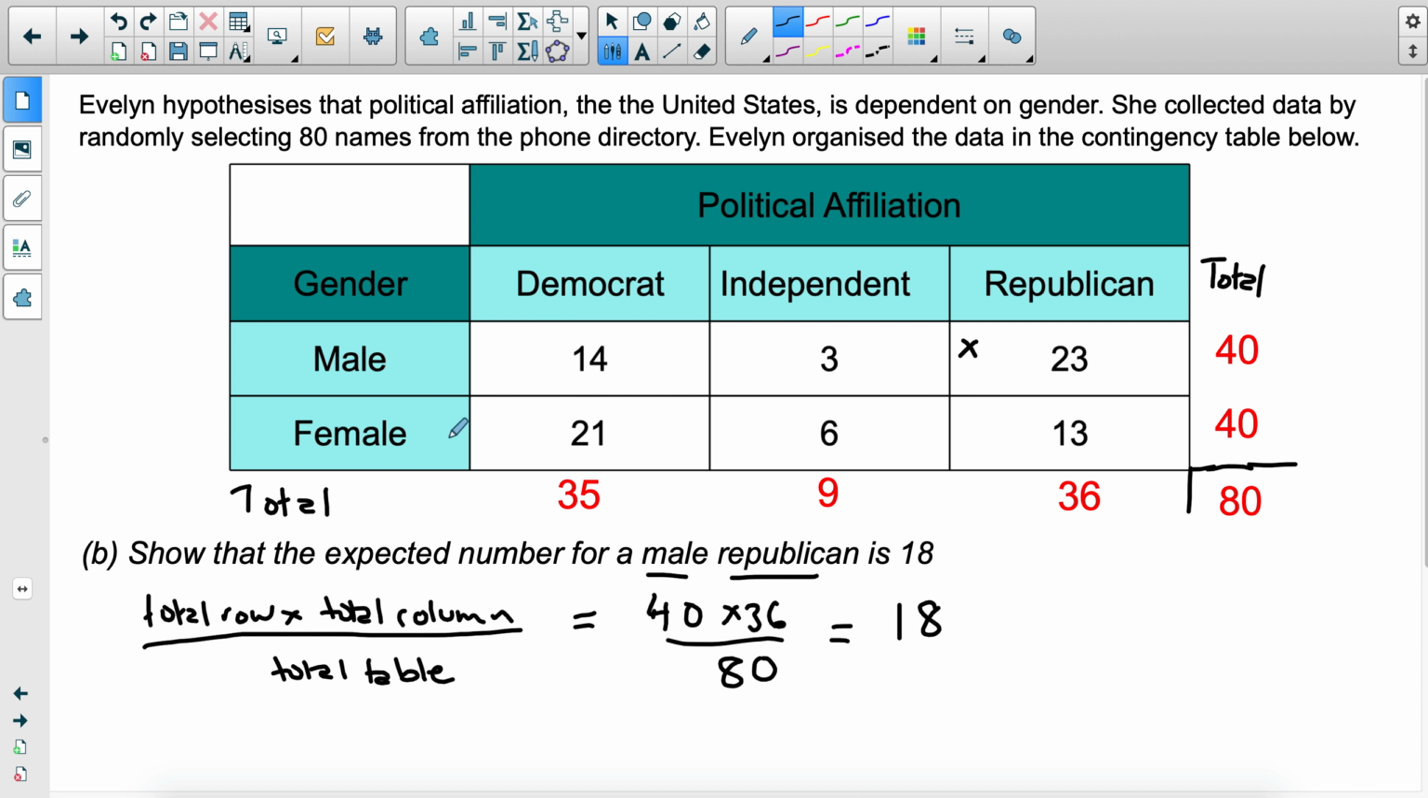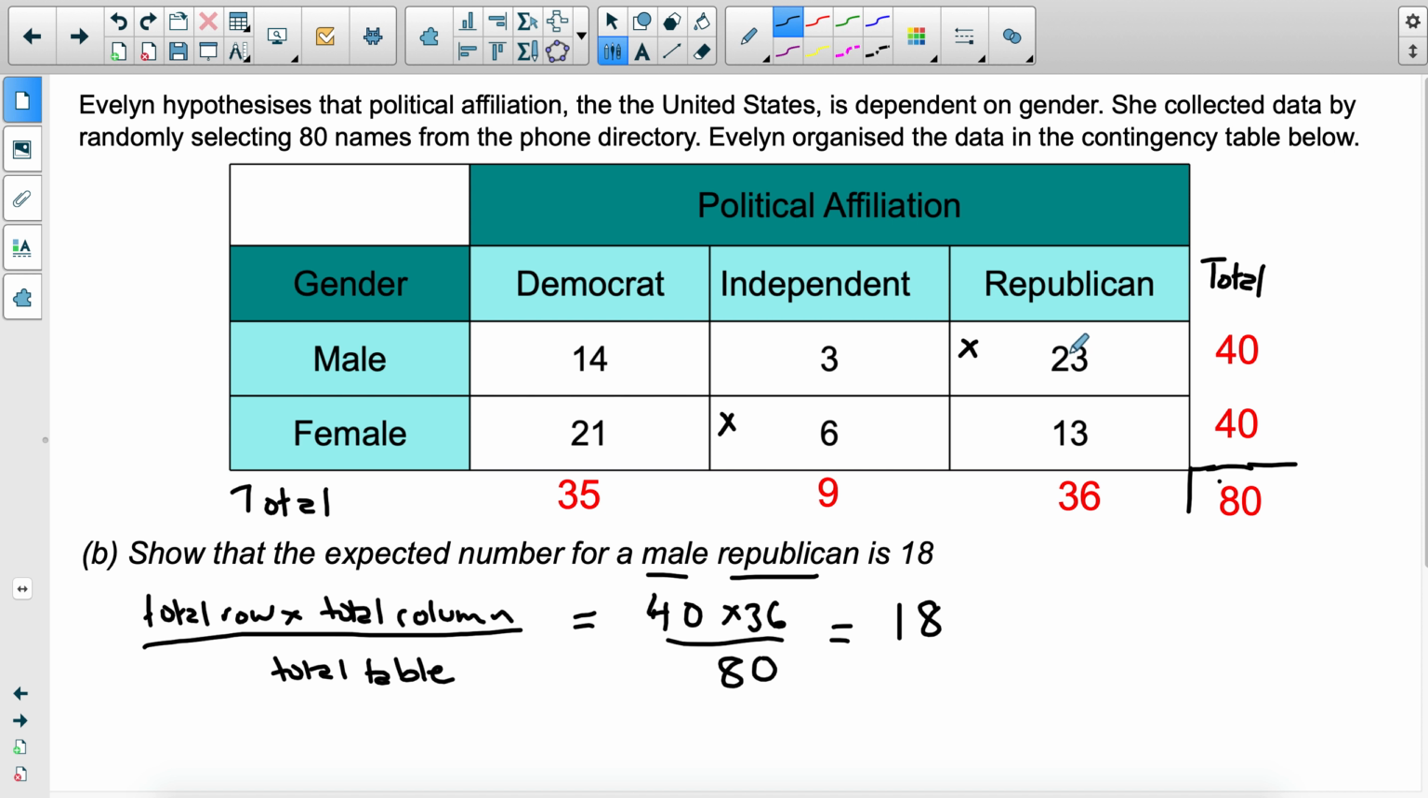If I wanted the female independent, I'm looking at this square, so I'm going to take the total for the female, which is 40, total for independent, which is 9, 40 times 9, and then divide by 80. That's simply what it is. So finding expected value is quite easy. You might need to create a separate table, but the first step is to find the totals for each row and column in the table, and then note which value you are expected to find. Ignore the numbers inside. You won't be using these numbers. You will be using the totals though.